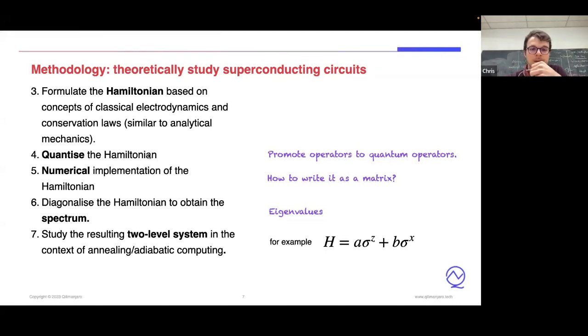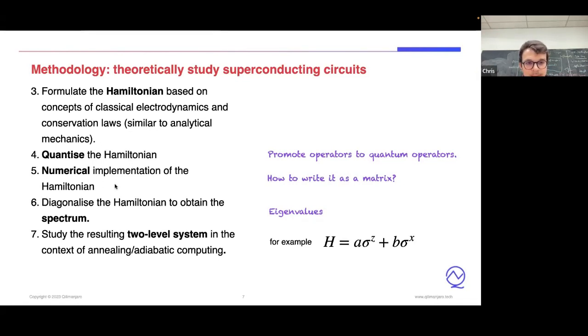So you ensure that the commutation relations hold, and then you have a quantum Hamiltonian. Actually, that's not a big step.